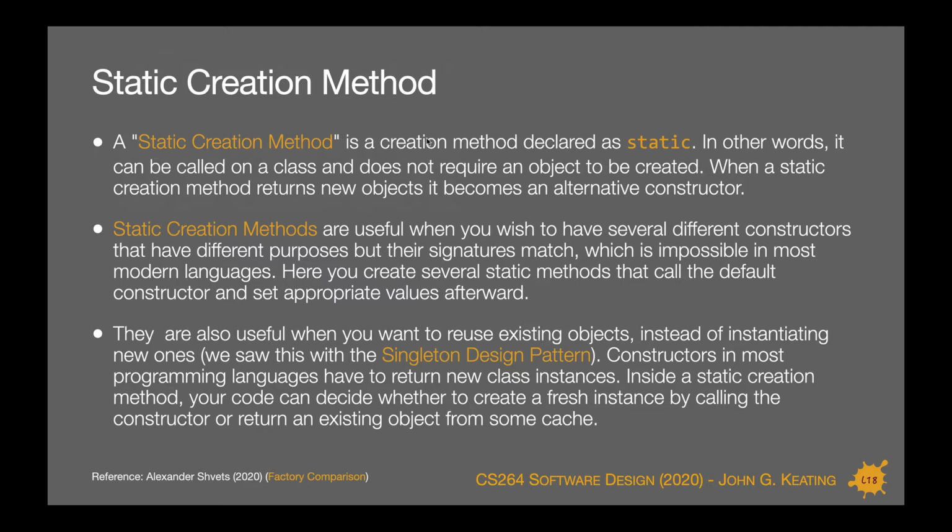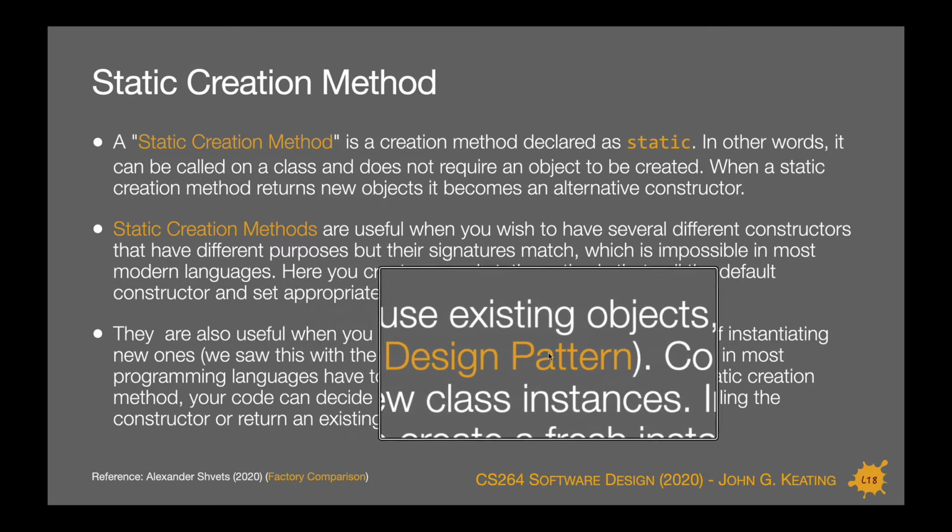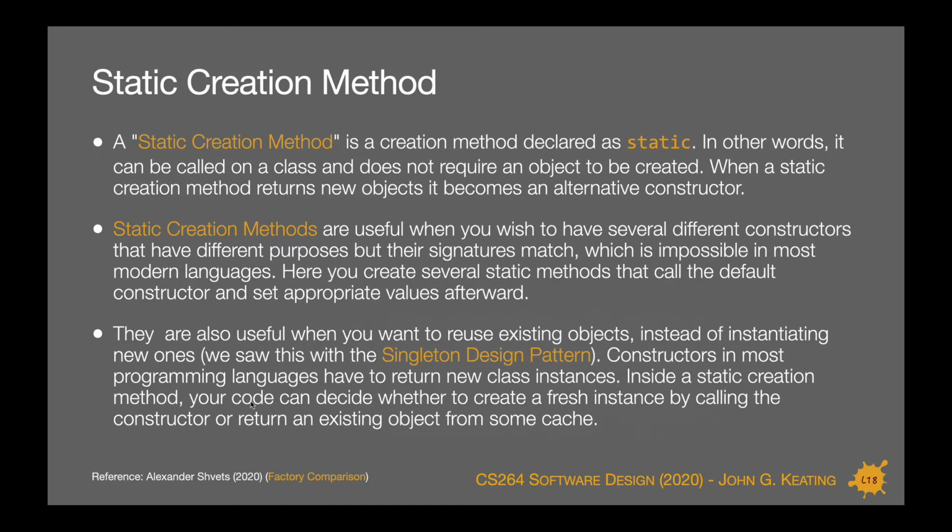In other words, we can't overload the constructors in a way that allows us to have the same parameters and same return types. So we can use static creation methods to help with this. They're also useful when you want to reuse existing objects instead of instantiating new ones. Again, we saw this with singleton. Constructors in most programming languages have to return new class instances. So inside a static creation method, your code can decide whether to create a fresh instance by calling the constructor or return an object from some cache or pool. We saw that last time when we looked at how we might use a singleton to do load balancing, for example.